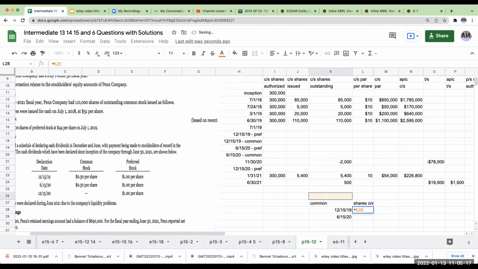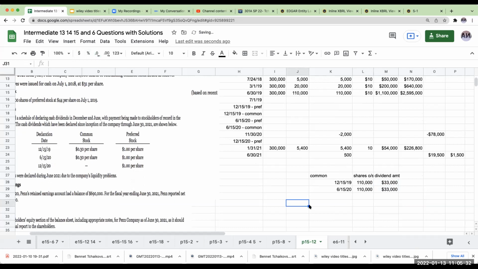outstanding are 110,000. My dividend amount is going to be 30 cents of the 110,000. So here, I'm going to go ahead and debit dividends. I'm going to credit cash. And again, I would do the same thing, 12/15/19, 1/15/20. And then this would be 6/15/20, 7/15/20.